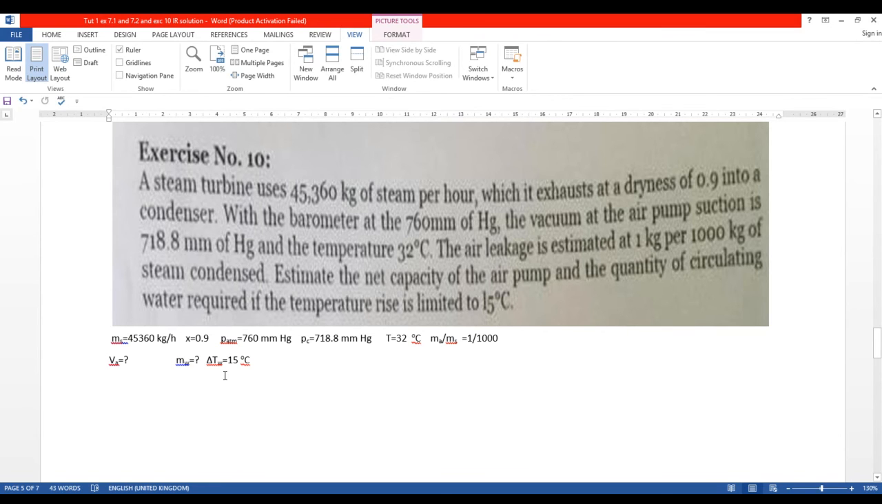It means T hot, where the cooling water enters cold and leaves hot. So the output temperature T hot minus T cold equals 15 degrees centigrade. So this is delta TW of the cooling water in the condenser, which is separate, of course, from the steam. This water is only to condense the steam, so it's a separate cycle, as you remember. So we need to find V dot A, the capacity of the air pump, and also the mass flow rate of cooling water to condense the steam.